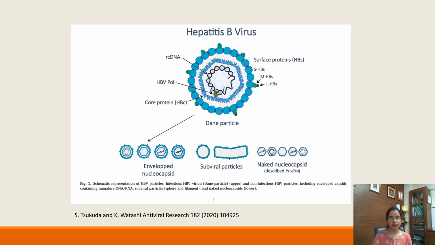This is a diagram again showing the hepatitis B structure. We have the outer envelope, which has hepatitis B surface antigen. Then in the nucleocapsid core we have hepatitis B core antigen. This is the double-stranded DNA. We have DNA polymerase here. This is called the Dane particle. We have subviral particles and naked nucleocapsids also.